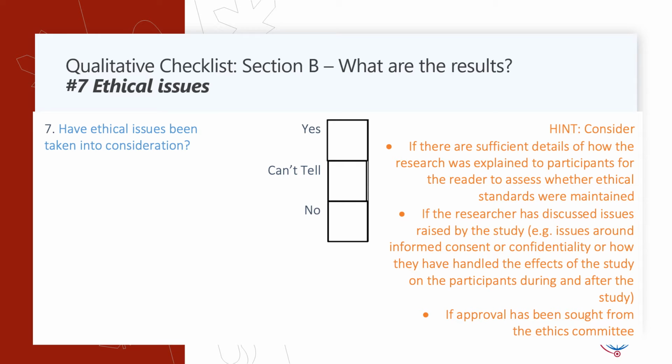Now we're moving on to the next section. So we've finished our consideration of the validity, but we're looking at the actual results. And there's three questions in this section. The first one is around whether ethical issues have been taken into consideration. So here we're looking to see if the authors explained whether there are sufficient details on how the research was explained to participants for us to be able to understand whether ethical standards were maintained.